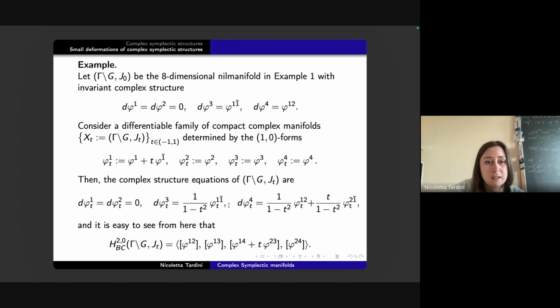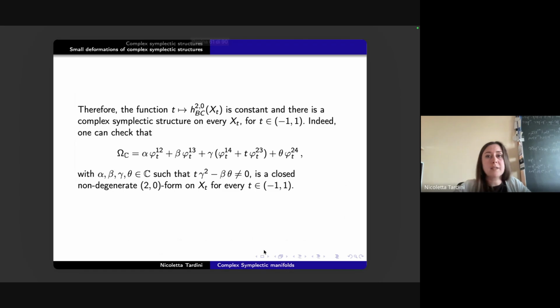Then the complex structure equation becomes like this. So we have these extra terms again. But the point is that H20 is not changing along the deformation. There are some theorems that ensure you can compute directly, easily, the Bott-Chern cohomology of these complex manifolds along the deformation. And the dimension of this space is not changing. It is equal to 4 for any t, okay?